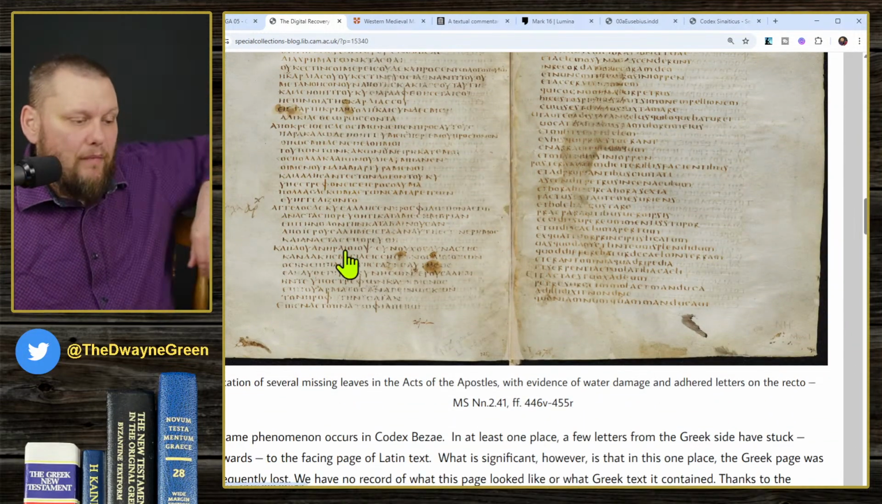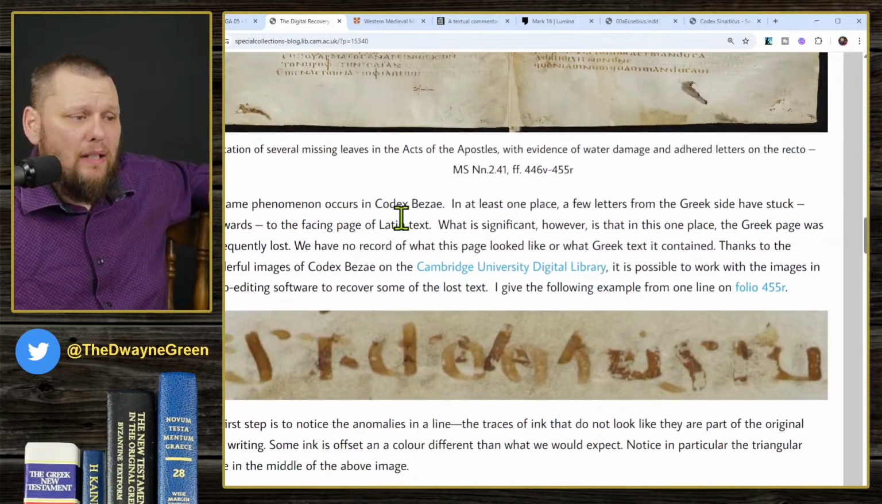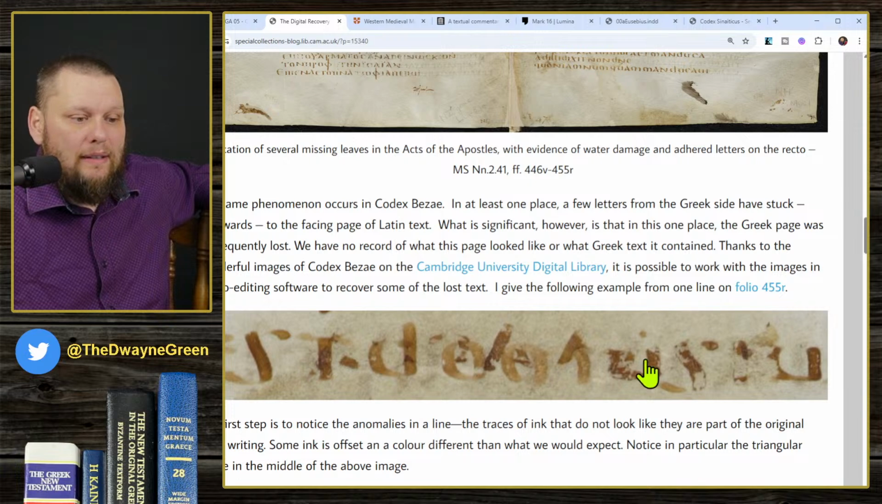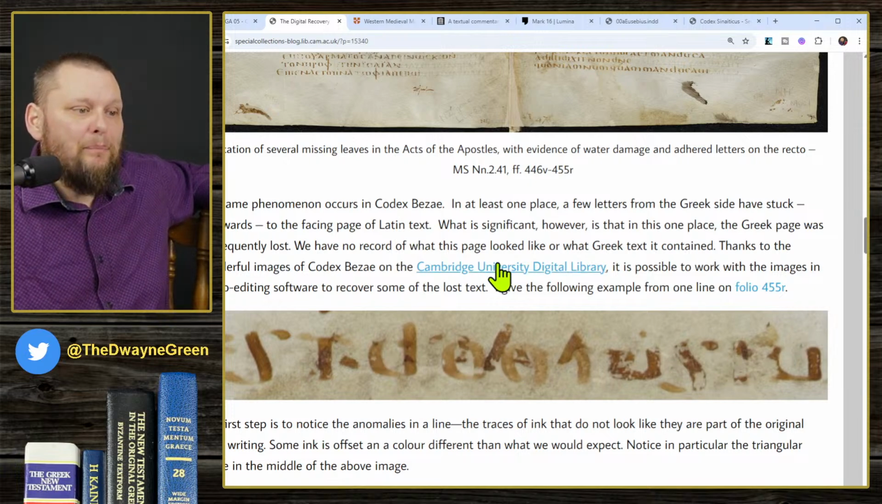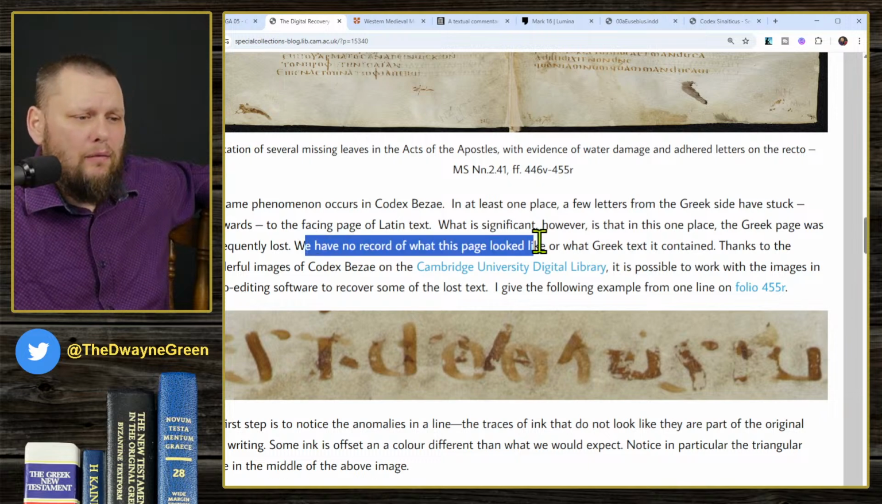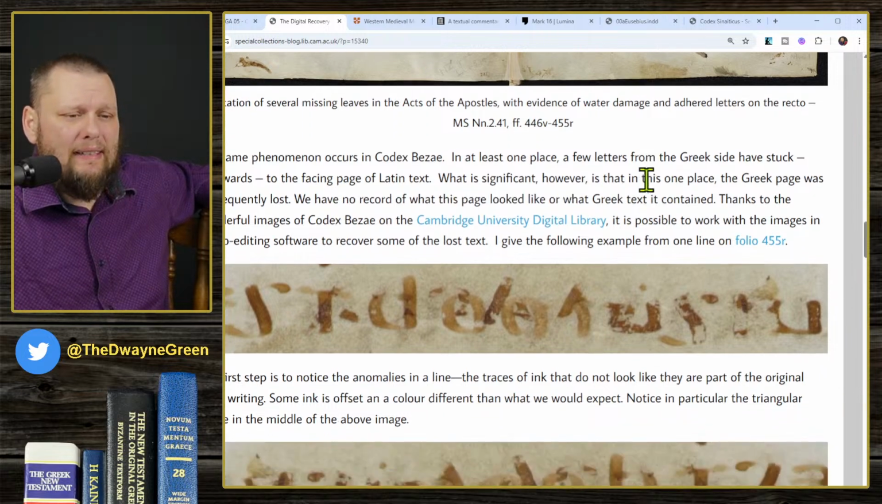So you come down here. The same phenomenon occurs in Codex Bezae. In at least one place, a few letters from the Greek side have stuck backwards to the facing page of the Latin text. So you've got Latin going this way, and Greek going this way. Very difficult to see, but it's there. What is significant, however, is that in this one place, the Greek page was subsequently lost. We have no record of what this page looked like or what the Greek text contained.